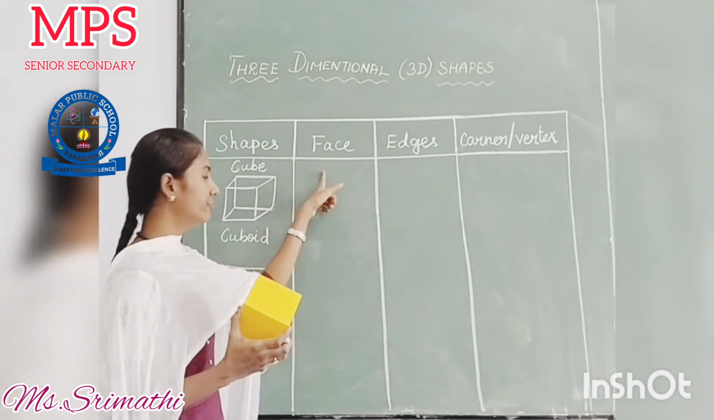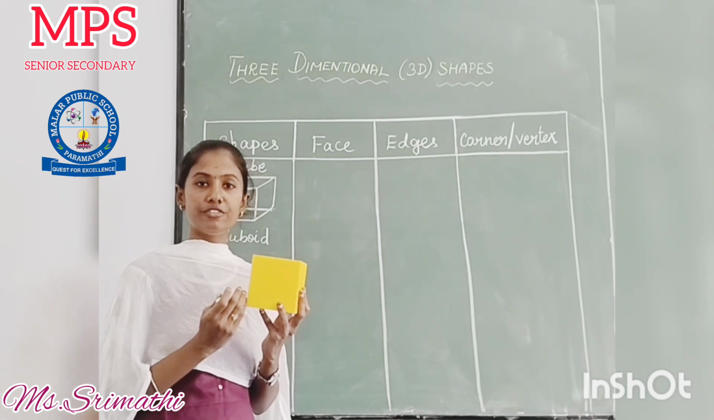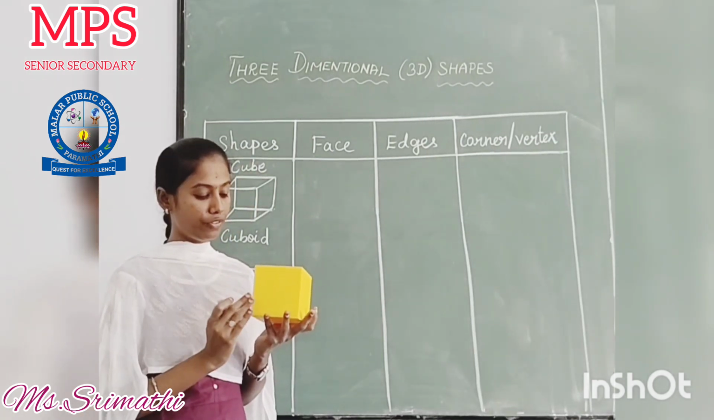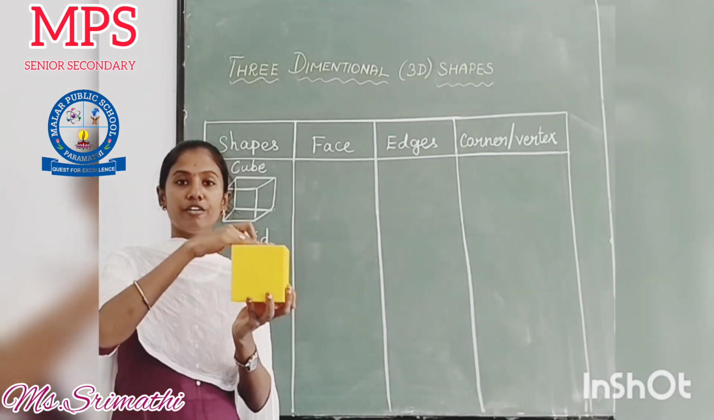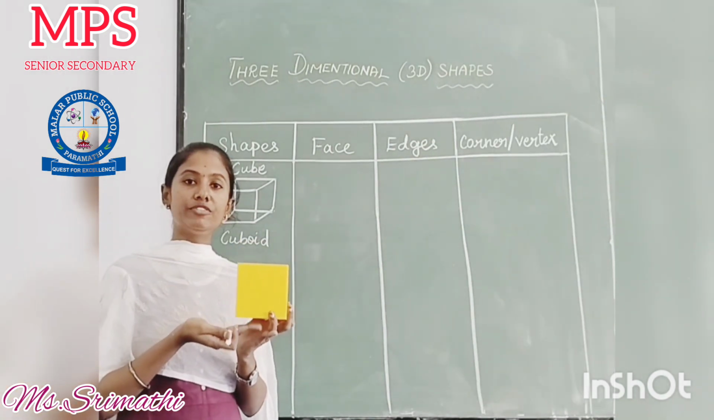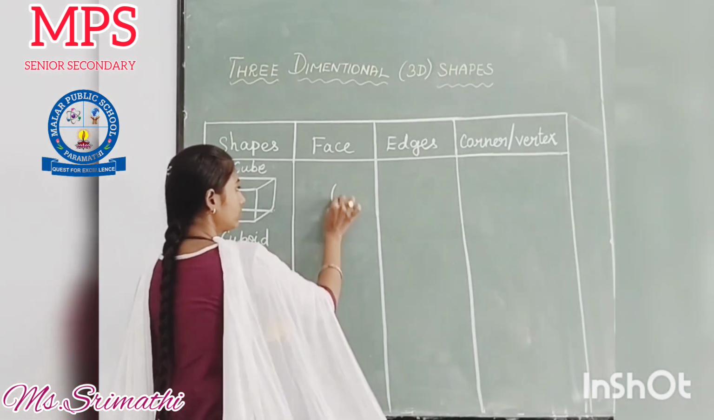The first one is a face. Let us calculate the faces of a cube. The flat surface is called a face. So we will count the faces: 1, 2, 3, 4, 5 and 6. How many faces are there in a cube? There are 6 faces in a cube.